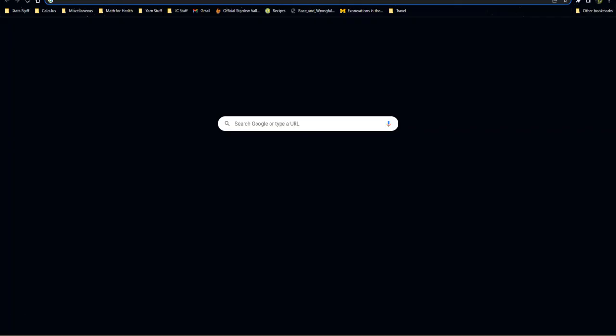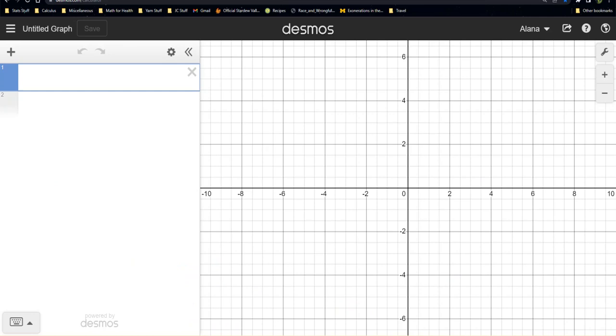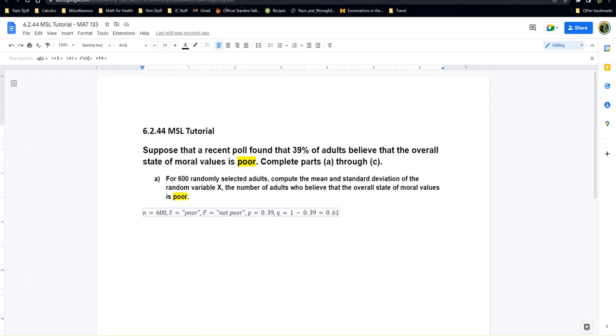I can show you that in Desmos if you want. Let me grab Desmos real quick. Graphing calculator. 1 minus 0.39, right? Because they have to be complements of each other because they're the opposites of each other. Okay, so how in the world does this help me?